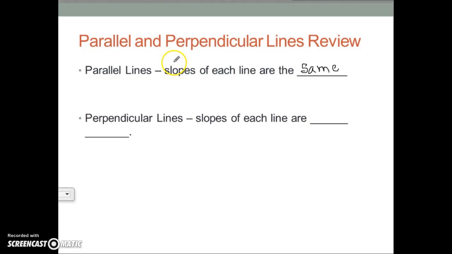Perpendicular lines, the slopes of each of those lines are negative reciprocals of each other. So if the slope of one line is 3/5, so that's the slope of our first line, the slope of our second line, in order for it to be perpendicular, it's going to be the opposite, negative, and the reciprocal of 3/5. So a negative 5/3 would be the perpendicular slope that we would be looking for. In perpendicular lines, when they intersect, they form right angles.